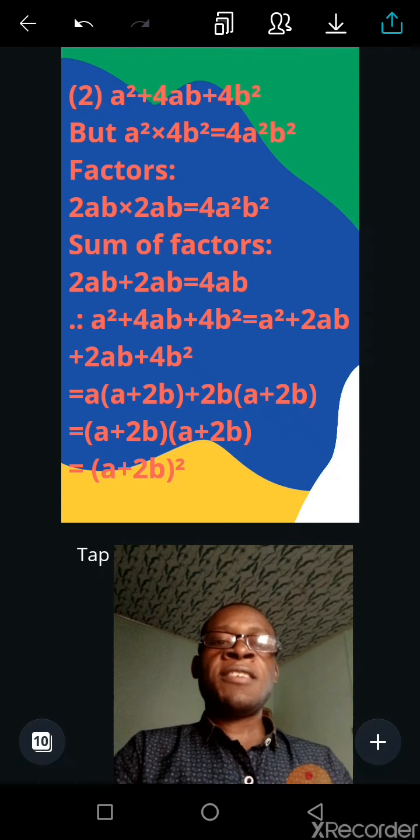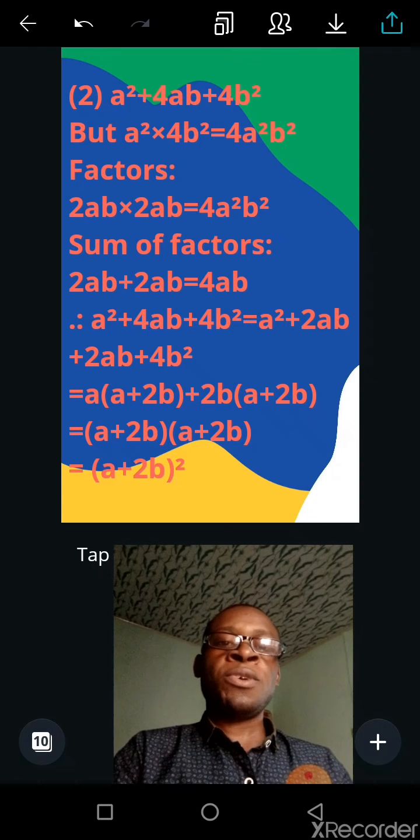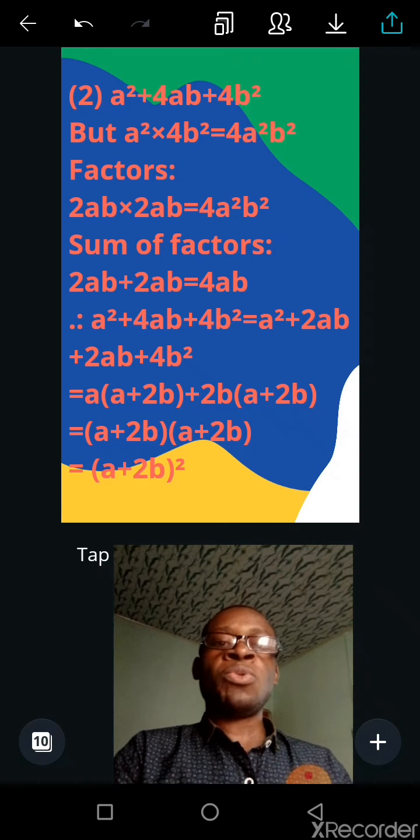Then we now take the HCF, which is a, for the first group. We have a divide a squared will give us a, divide 2ab will give us 2b. Close the bracket, we go to the next one, plus 2b, that is the HCF of 2ab plus 4b squared. Then we now divide 2ab by 2b, we have a. We now divide 4b squared by 2b, we have 2b. Then for the plus here, plus divide plus is plus.